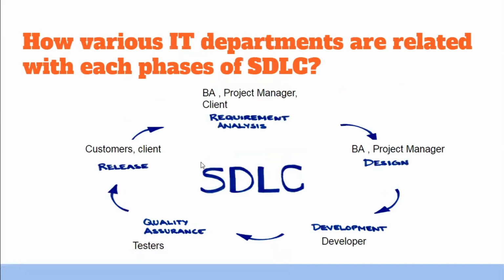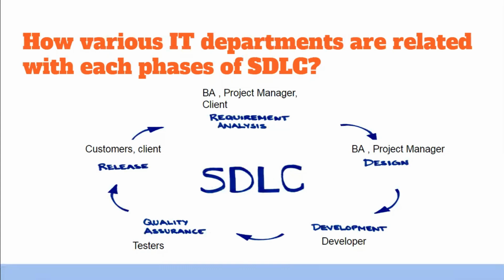Now the next question is how various IT departments are related with each phase of SDLC. See, there can be a number of departments in an IT company, depending on what type of company it is. We'll consider only some basic IT departments. When we talk about requirement gathering or requirement analysis, then the BA, business analyst, project manager, and your clients and the stakeholders are involved in this phase. When we talk about designing, BA and project manager are needed, and this design can be shown back to your stakeholders and the customers again. Development, here the development team is involved and BA is everywhere.